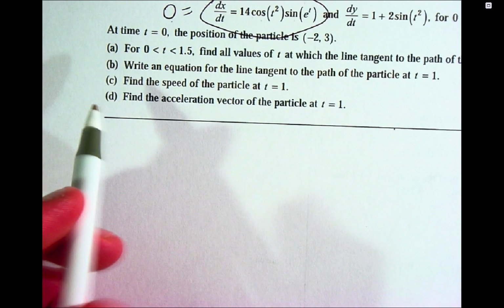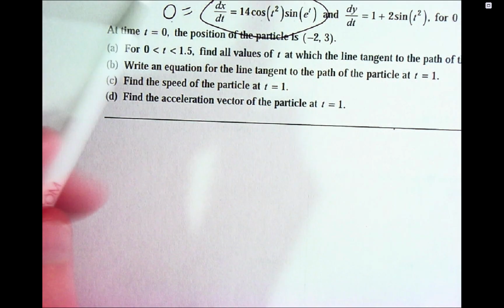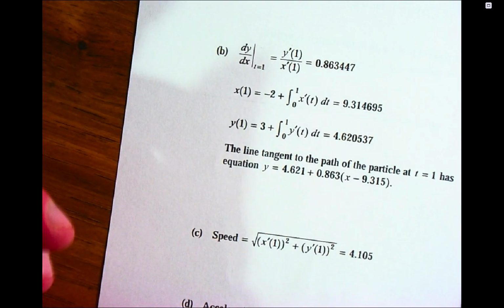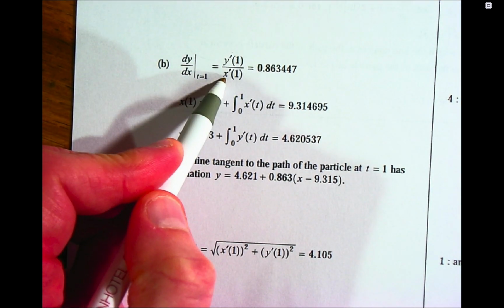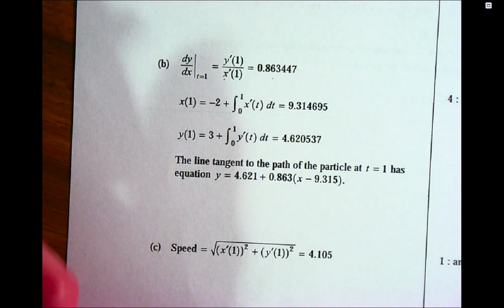Write the equation of the line tangent to the path of the particle at t equals 1. So we need to know where it is at time 1, which ends up being the trickier part, and what the slope is at time 1. To find the slope at time 1, we plug 1 into y prime and 1 into x prime and divide them, so dy/dt over dx/dt.